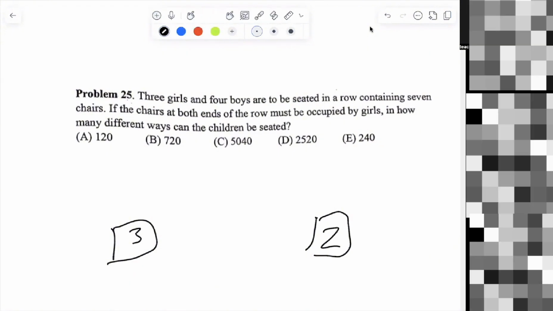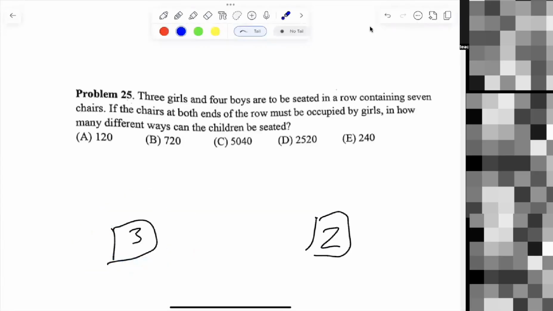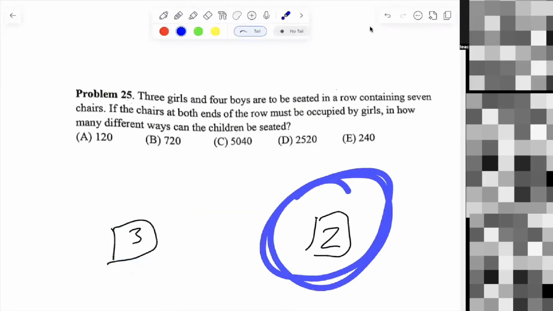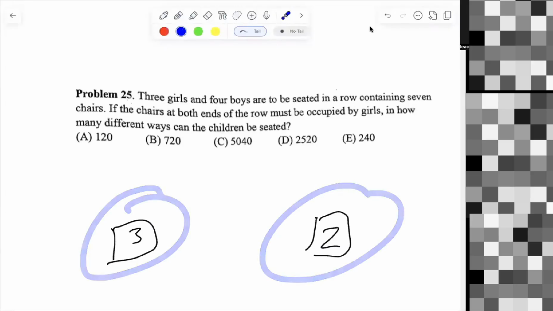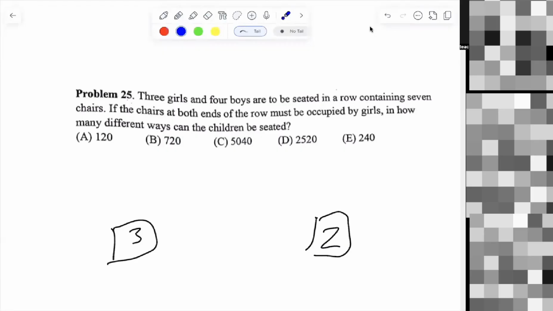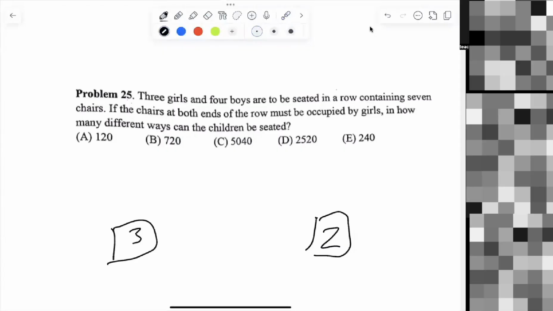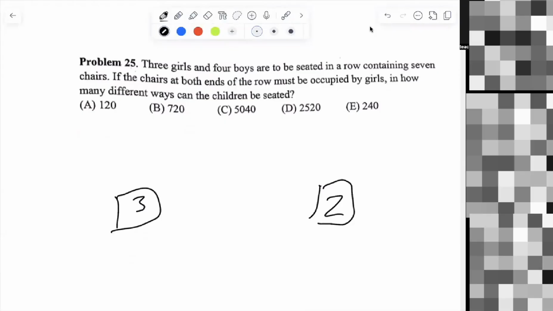We can place Charlie here, and then we can place Brittany here, or we can maybe place Alexis, Charlie. Well, if we find all of those, the total number of ways to arrange it is going to come out to 6, or 3 times 2.